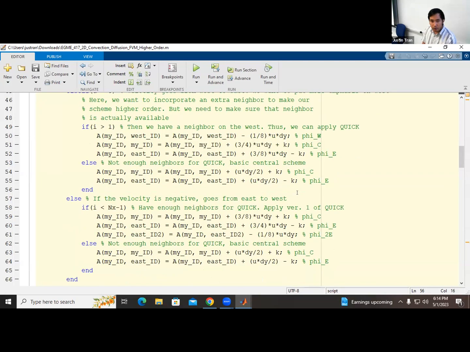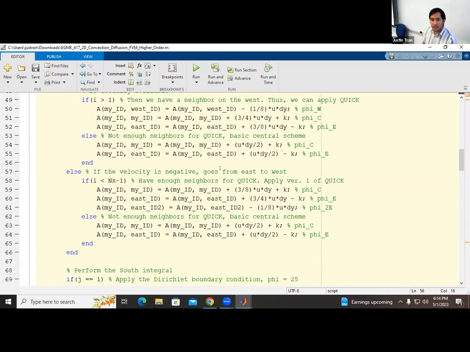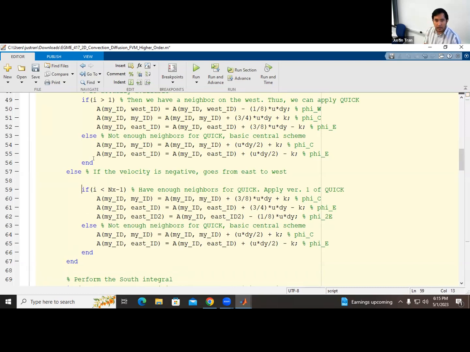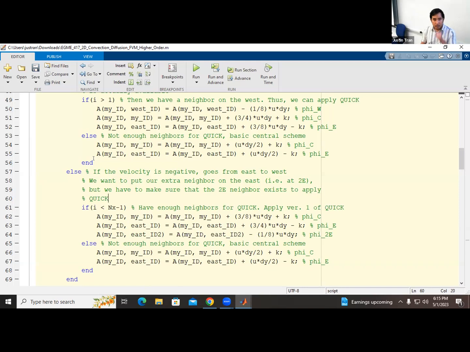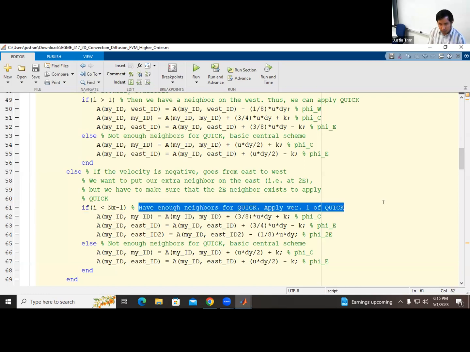Okay. All right, so let's look at the other version. If the velocity is negative, that means we go from east to west. That means we want to put our extra neighbor on the east. The same thing applies here: we want to put our extra neighbor on the east, i.e. at 2e, but we have to make sure that the 2e exists. That's what this if statement checks. If i is less than nx minus 1, so we're basically one off the boundary and one more, that means we have a neighbor to the east. We have a 2e.